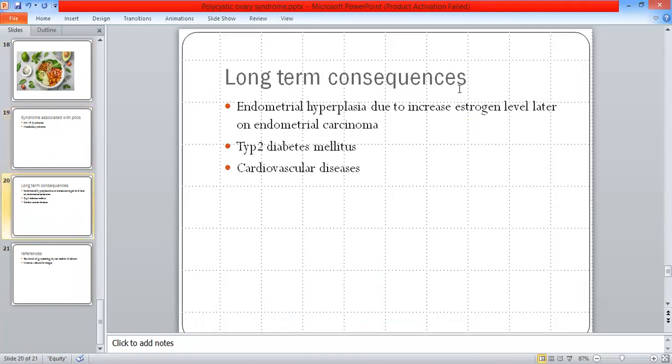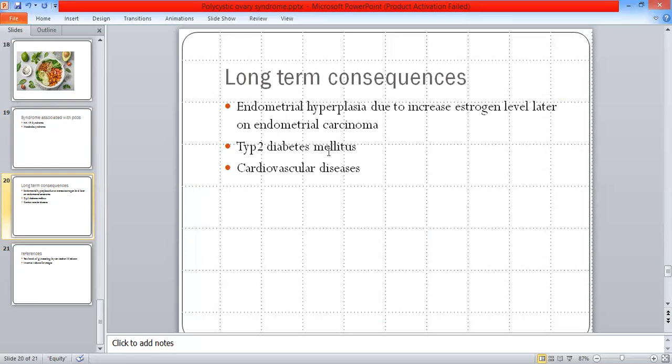Now, what are the long-term consequences of polycystic ovary syndrome? As I have already told you, due to increased LH level, there is increased estrogen level. When there is increased estrogen level, there is increased proliferation of the uterine endometrium. When there is increased proliferation of the uterine endometrium, there will be endometrial hyperplasia, and this hyperplasia later on changes to endometrial carcinoma.